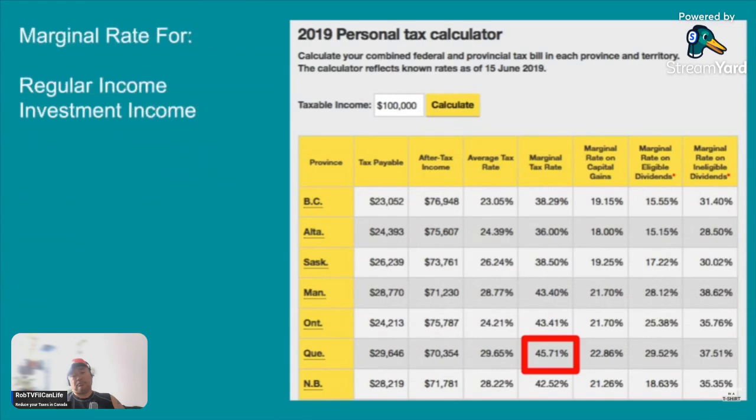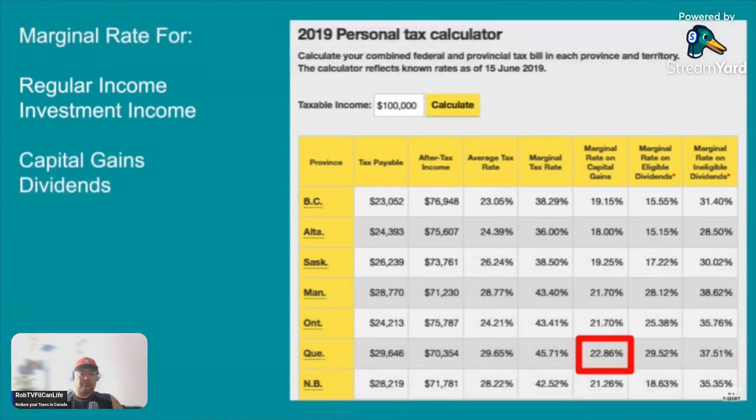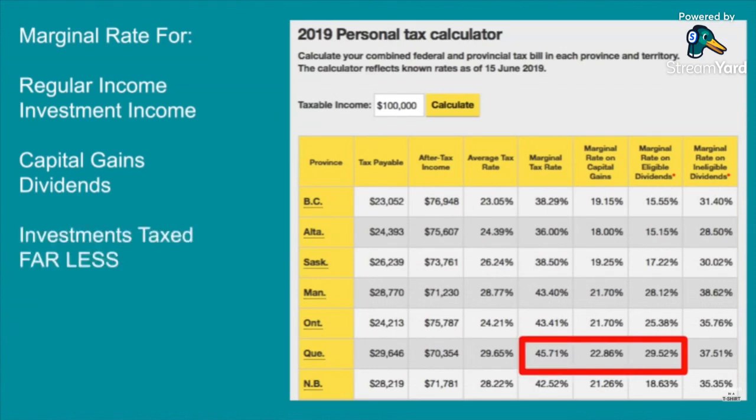Another great thing about this tax calculator is that it gives you the marginal tax rate on regular income, but it also provides you the marginal tax rate on investment income through capital gains and through dividends. And you can see that investment income is taxed significantly lower than regular income, which is why investing is such a powerful tool to become wealthy. I'll be breaking down exactly how investments are taxed in Canada in an upcoming video, so stay tuned for that.